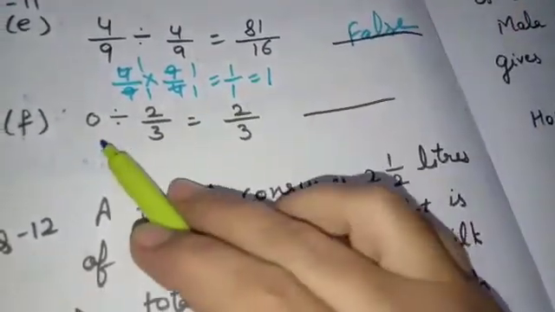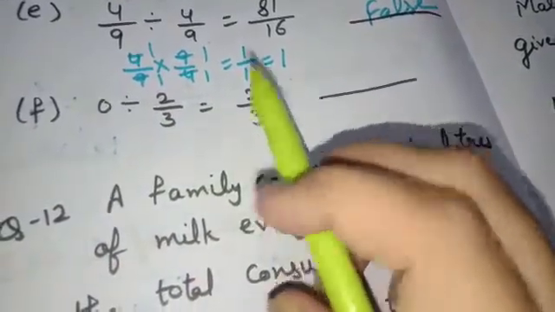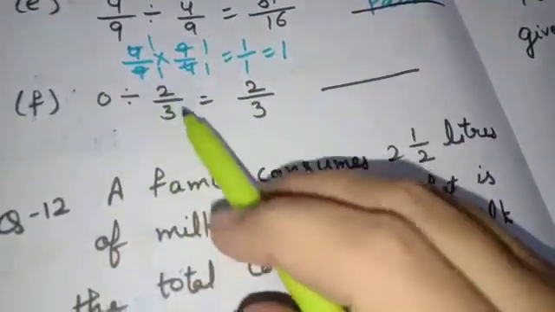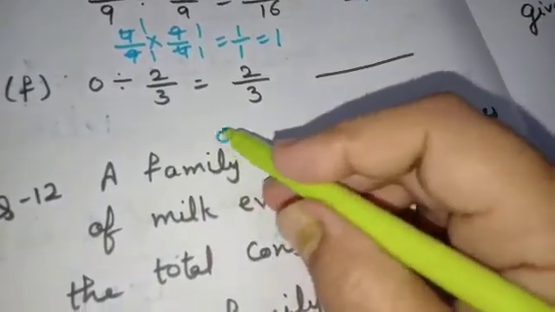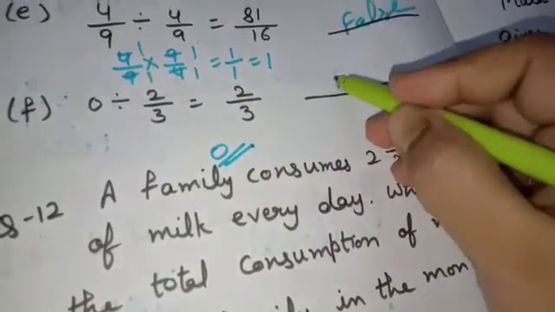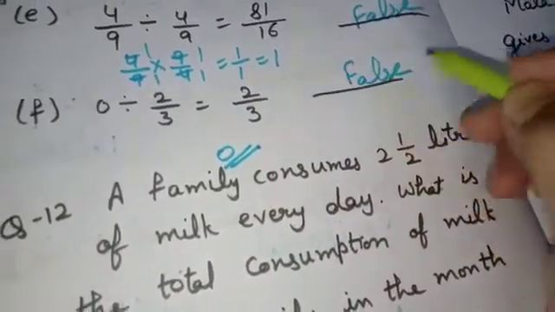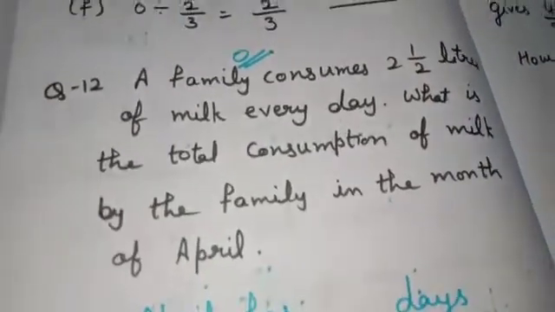In the same way, 0 divides 2 by 3 equals to 2 by 3. When 0 divides by any fractional number, the answer is always 0, as we have done the properties of division. So the statement is false. This completes our question number 11. Let's move to question number 12.